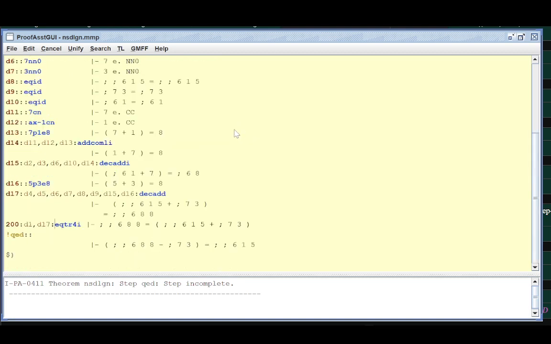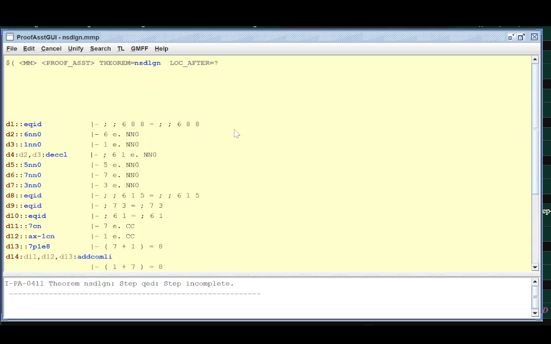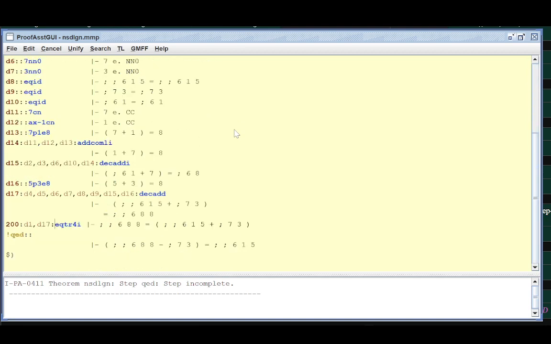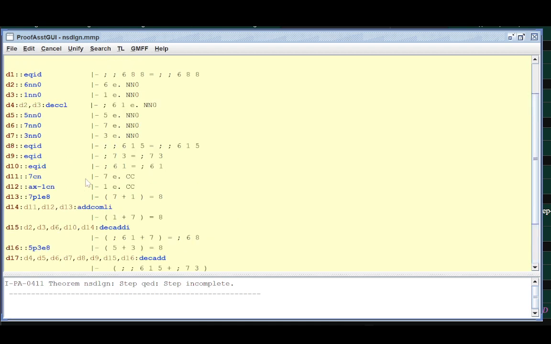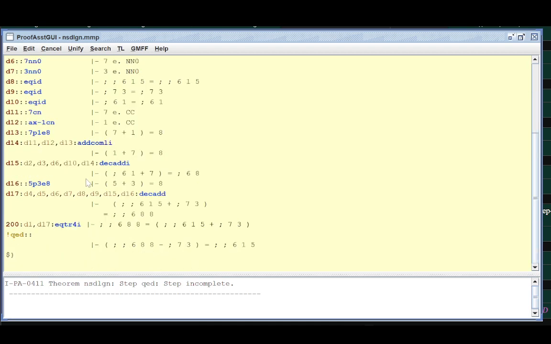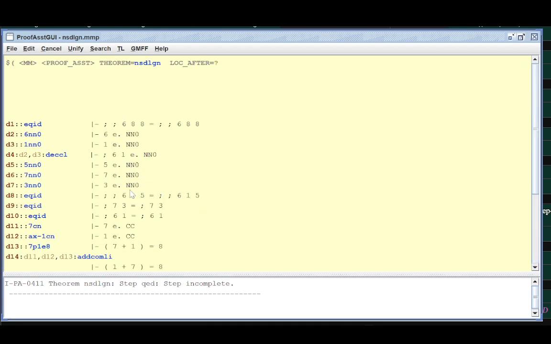Ooh, hello. It liked that. It liked that a lot. Has it filled it all in? Wow, okay. So it knew to use dec add, right? And then it built up 68 is 61 plus 7, 1 plus 7 equals 8, 7 plus 1 equals 8, and it filled in all these steps. It was really very clever.